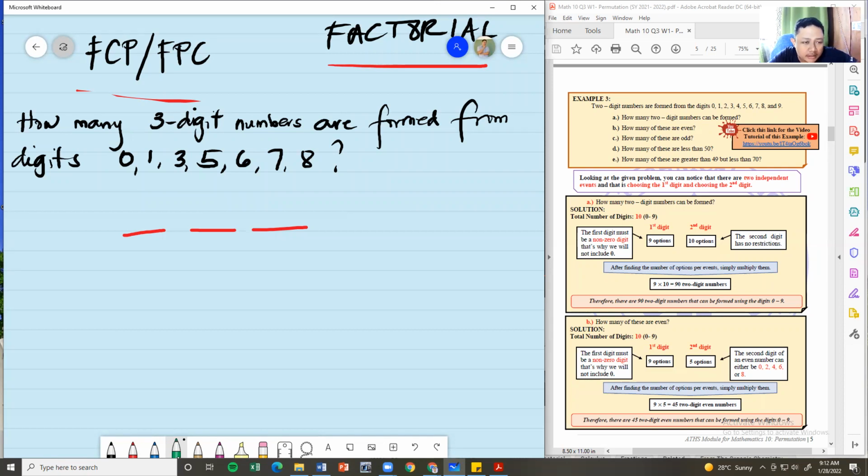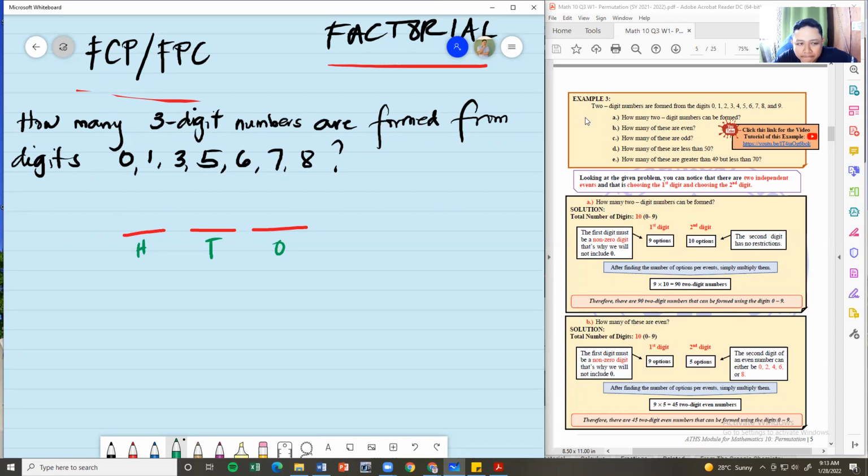So if we will look at this, so syempre if you will remember a 3-digit number, this is the ones, tens, and the hundreds. Can you follow? Now let's start with this. In here, ilang digits or how many digits can we use for the hundreds place? Type your answer in the chat box. Given these digits, 0, 1, 3, 5, 6, 7, and 8. How many digits can be placed in the hundreds place value?